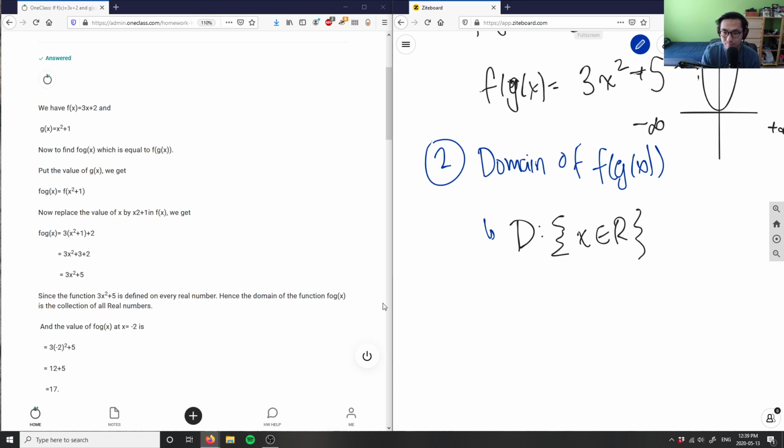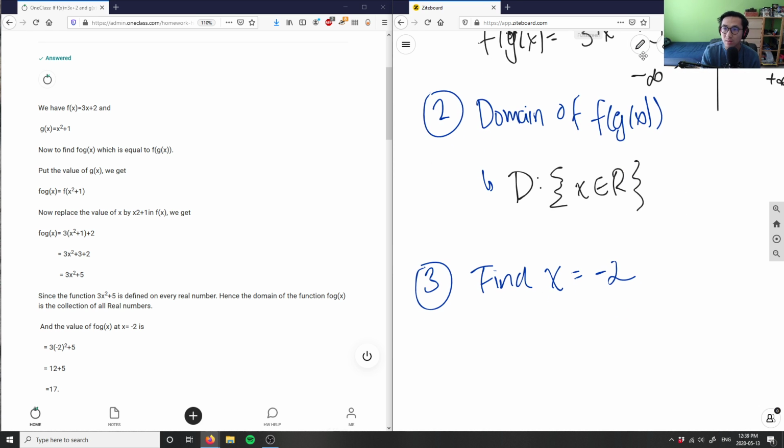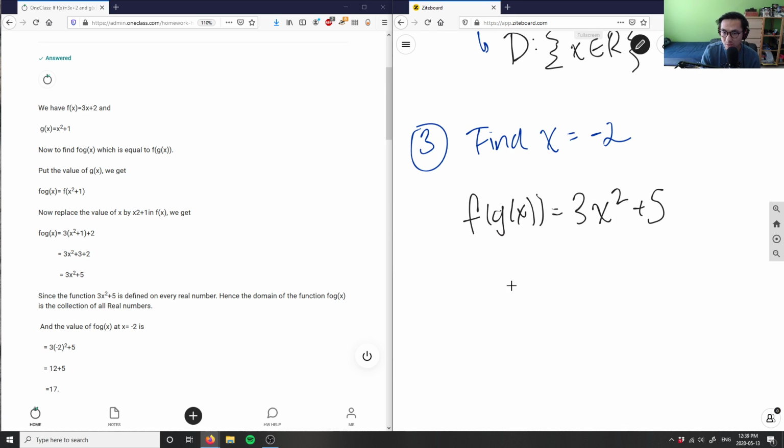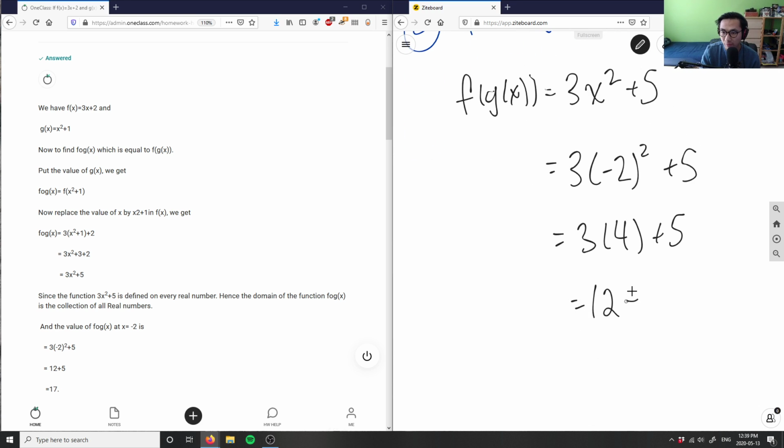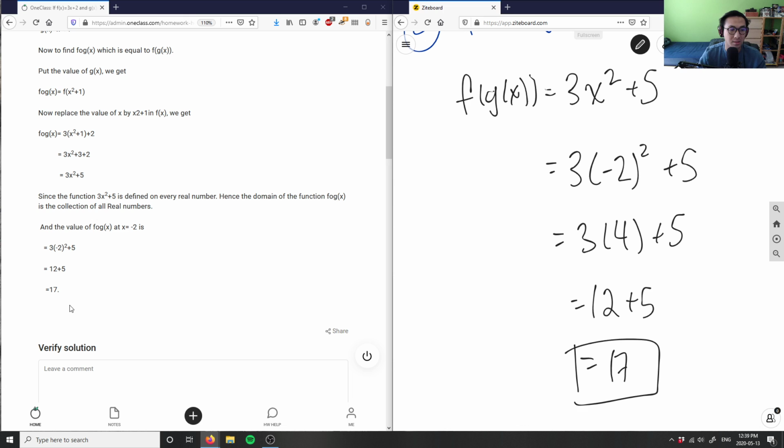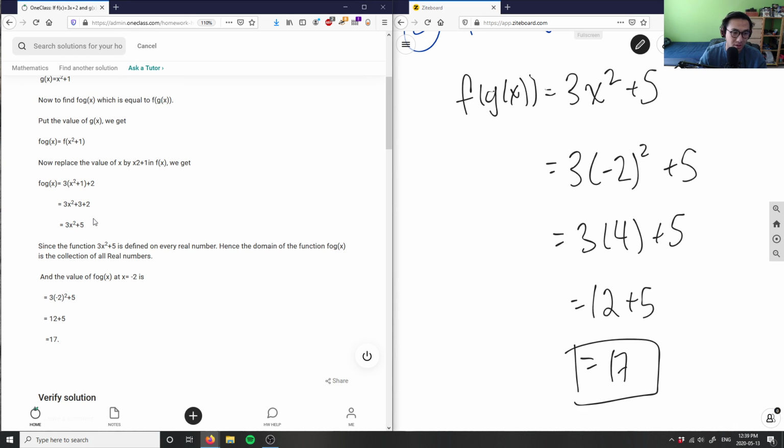So step 3 now. Step 3 is I want to find the value at -2 of this function. So I'm basically writing here, this is going to be f of g of x equals 3x squared plus 5. And I want to sub in x equals -2, right? So this is going to equal 3 times -2 squared plus 5. This will equal -2 squared is 4, plus 5. 3 times 4 is 12 plus 5. Which will equal 17. And this is going to be my answer for this problem. And as you can see, it's 17 as well. So the composition function is correct.